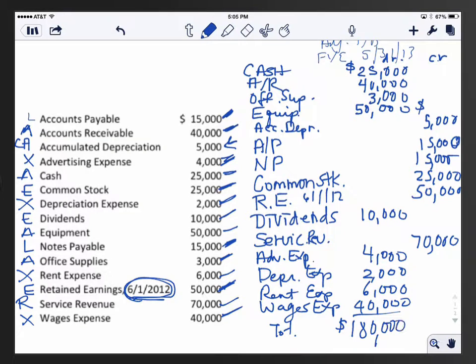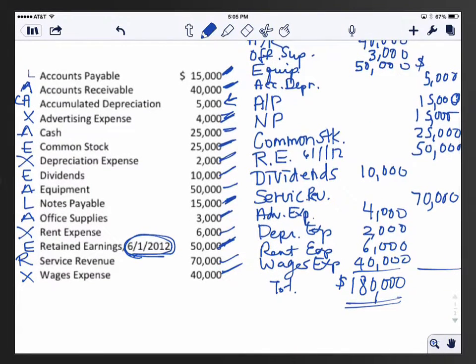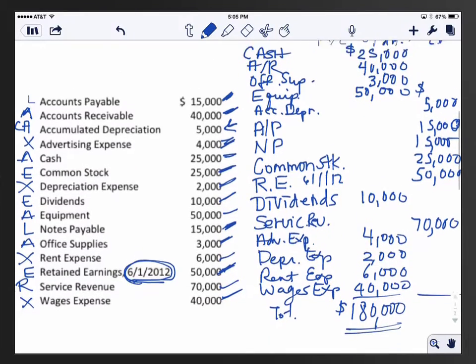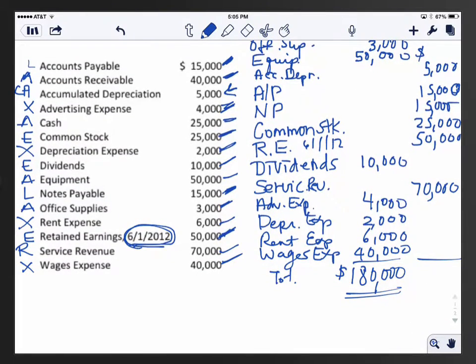$180,000. Now, hopefully, if we add up the other side, we'll get something similar. All right, I'm scrolling up, but all of our credits are still showing here. So on the credit side, we have $5,000, $15,000, $15,000, $25,000, $50,000, and $70,000, and that should add up to $180,000 as well. Remember, our debits and credits have to be equal.